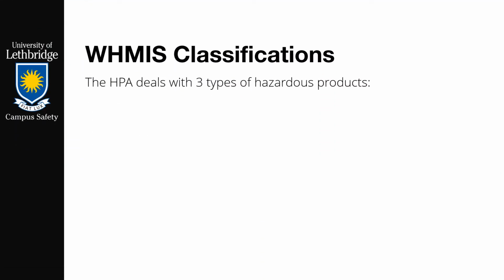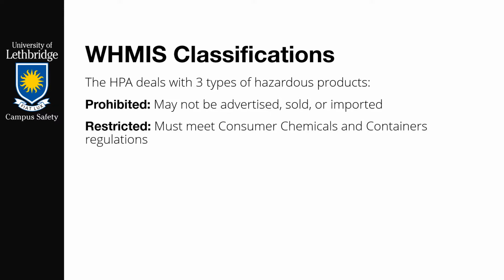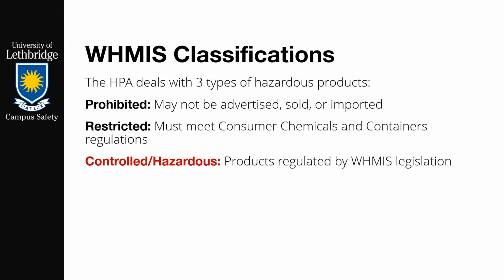The HPA deals with three types of hazardous products. First, there are the prohibited products, which cannot be advertised, sold, or imported. Then there are restricted products, which must meet consumer chemicals and containers regulations. Finally, there are the controlled or hazardous products. These are regulated by WHMIS legislation.